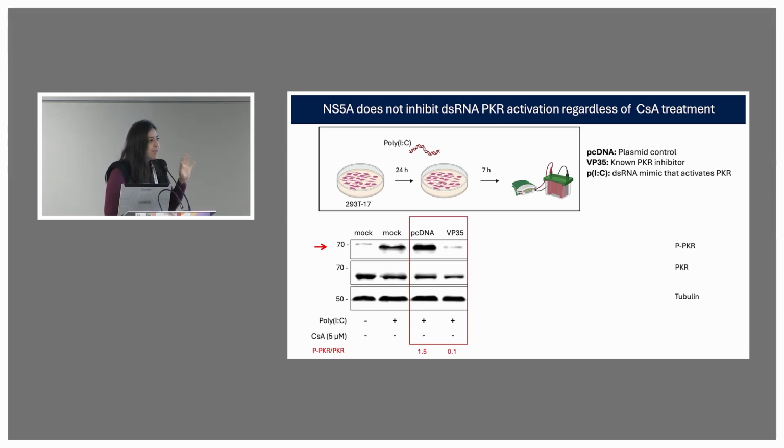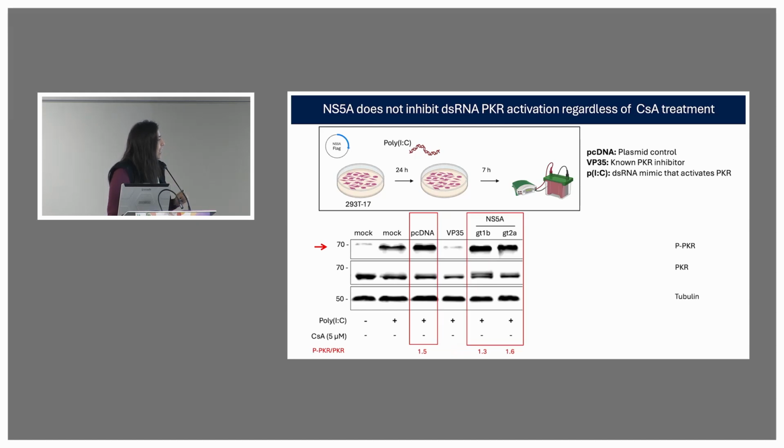We transfected the cells with an empty vector or with B18R. It was encoded in a pcDNA vector, and this is a protein that inhibits PKR very, very efficiently. After that, we decided to test if NS5A would inhibit PKR as effectively as B18R. Originally, NS5A was reported as a PKR inhibitor. However, we saw here that NS5A was not inhibiting PKR, at least not as efficiently as B18R. These experiments were in the absence of cyclosporine A.